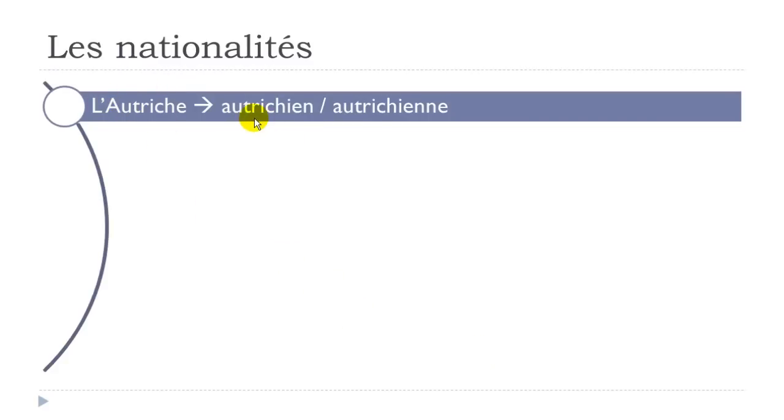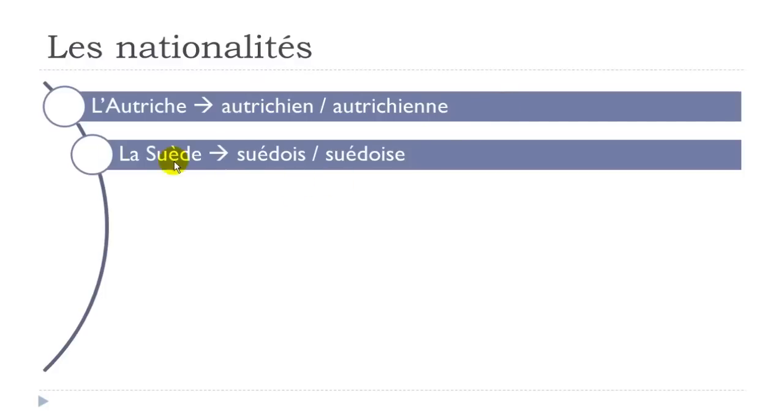L'Autriche, autrichien, autrichienne. So same thing here, you get E and then double N, you open the E. E, autrichienne, okay? Autrichien. Autrichienne. La Suède, suédois, suédoise. Okay, suédois, suédoise.